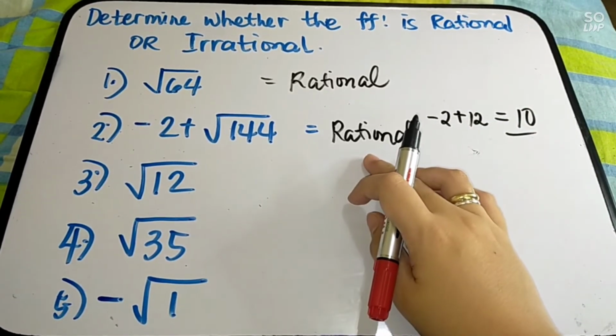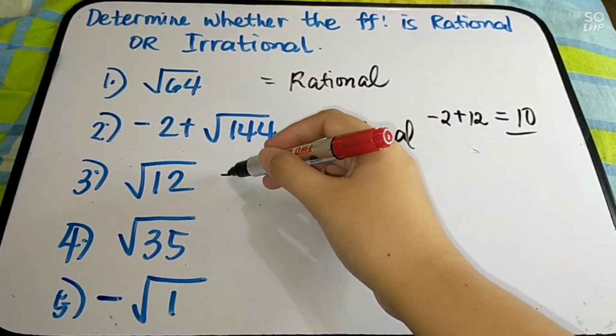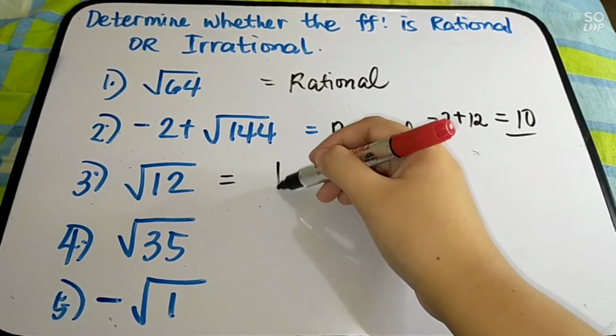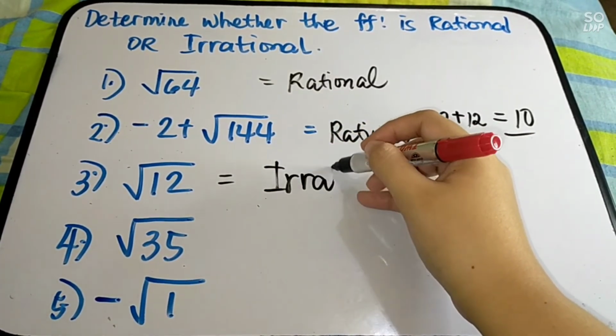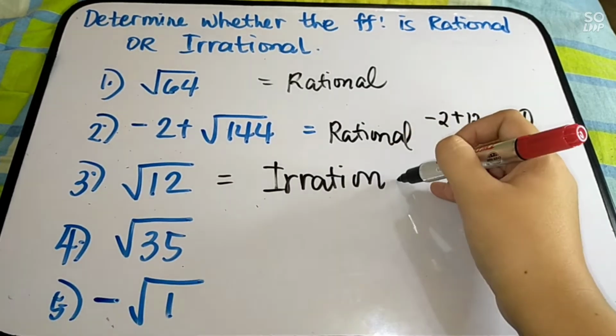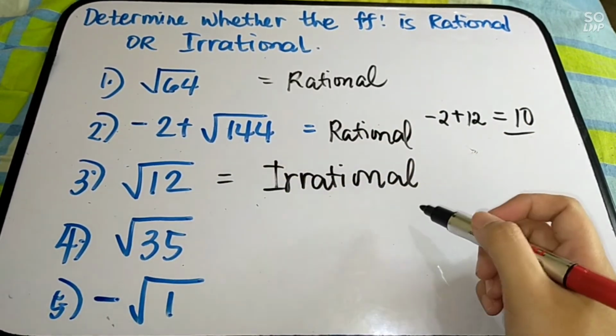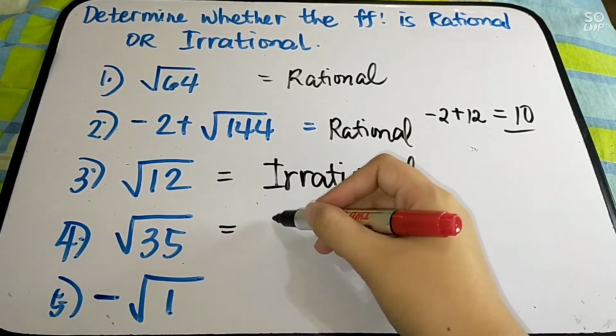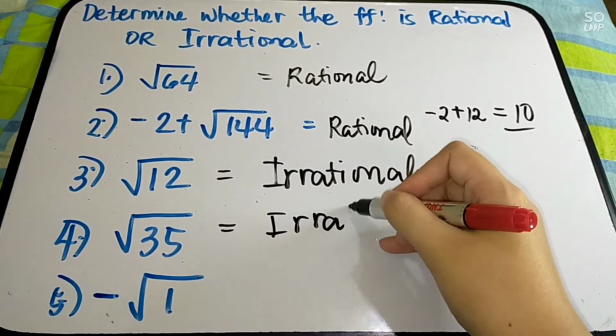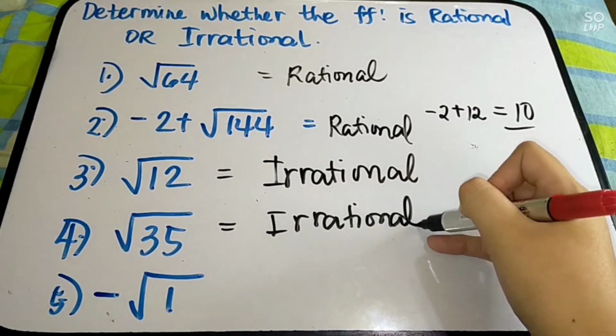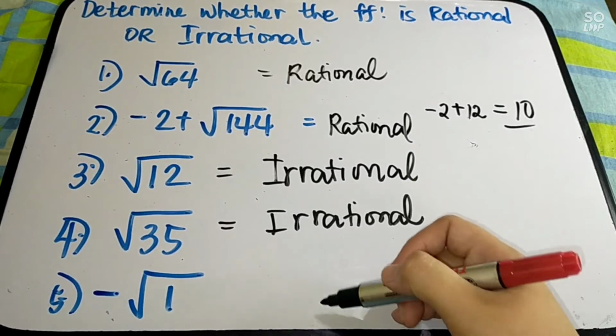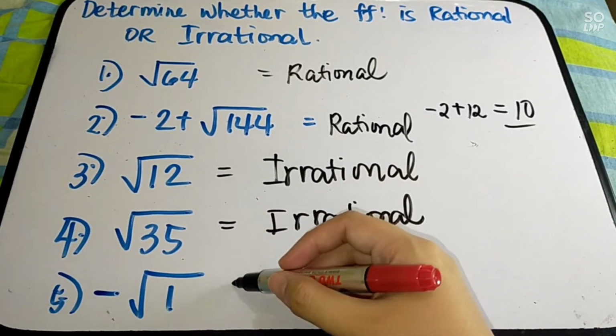Is it clear? Next tayo, number 3, square root of 12. So, this one is irrational. So, bakit irrational siya? Kasi si 12 is not a perfect square. Also, with number 4, this one is also irrational numbers. How about number 5? Negative square root of 1.